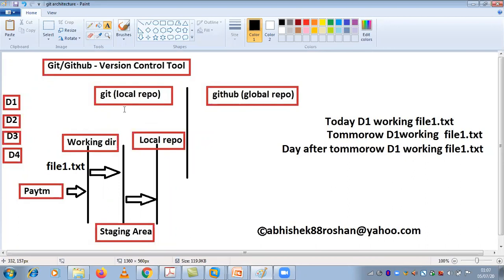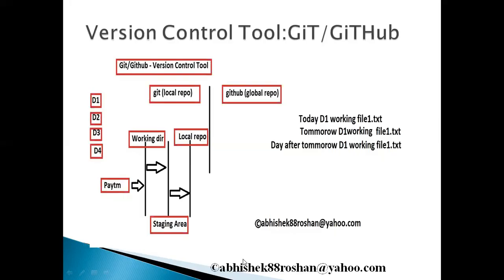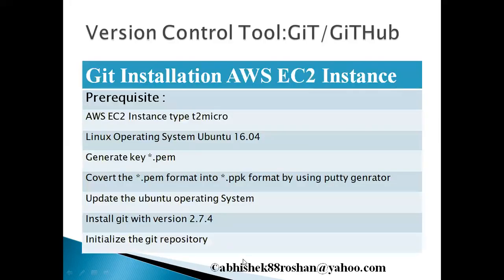Each and every step I'm going to show you now, how we can achieve this, how we can install the Git on an AWS instance. So let me take you through over here so you'll understand better. What all prerequisites will be there? To do the Git installation on an AWS EC2 instance, there are some prerequisites, guys.